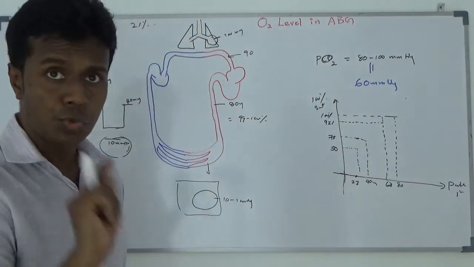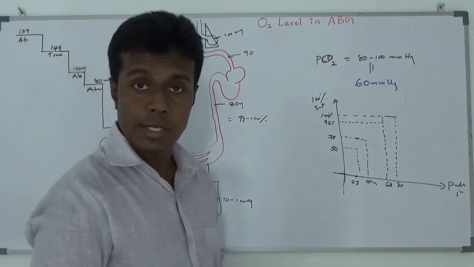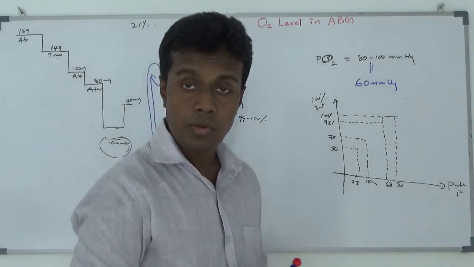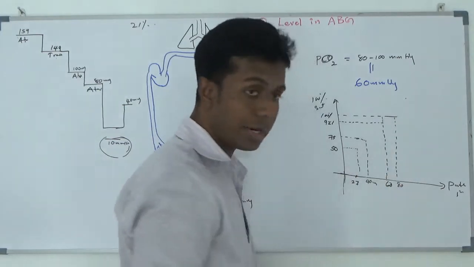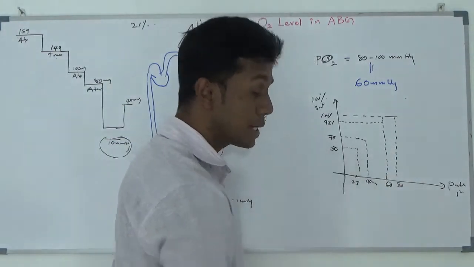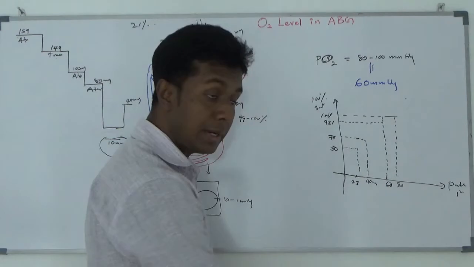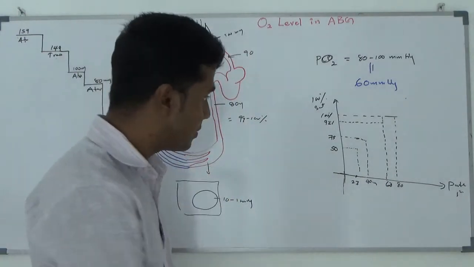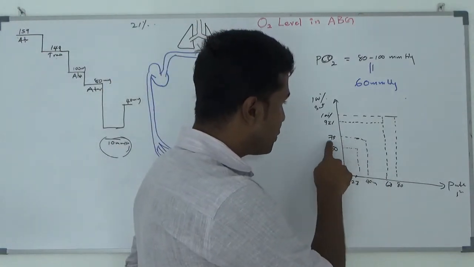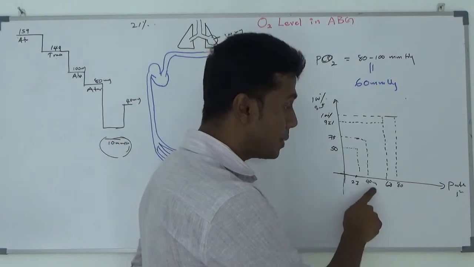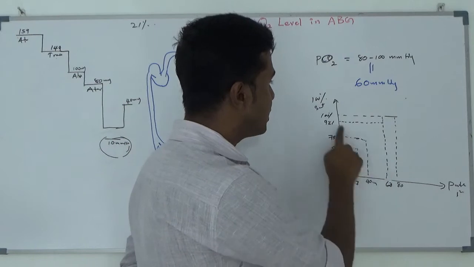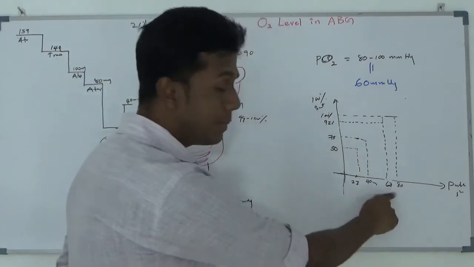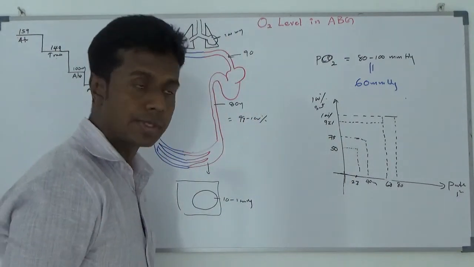If somebody asks you to draw an oxygen association dissociation curve, first of all, you should identify these points. Number one, 50% saturation, which happens at 27 millimeters of mercury partial pressure of oxygen. 75% saturation at 40 millimeters of mercury. 60 millimeters of mercury gives 92% saturation. 80 millimeters of mercury gives 100% saturation.